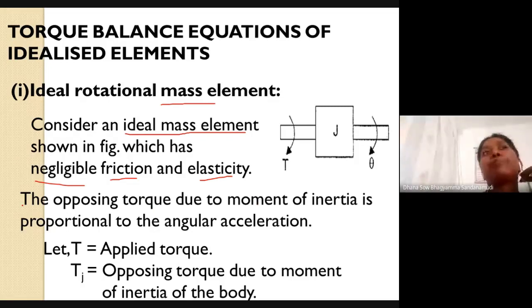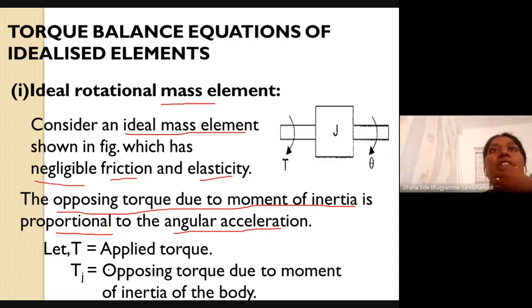Similar to your mechanical translational system, in which the opposing force due to the mass was proportional to the acceleration, here also the moment of inertia gives an opposing torque proportional to the angular acceleration. In the case of the mechanical translational system it was the opposing force; in the case of the mechanical rotational system, the opposing torque due to the moment of inertia is proportional to the angular acceleration. Same terms, but a bit of variation.